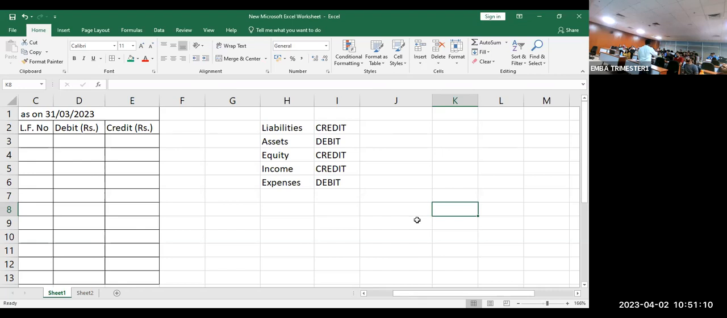Similarly, income and asset. So you have to follow this. Liabilities credit, asset debit, equity credit, income credit, expense debit. Loss, debit. That will go under equity only. Loss means equity will reduce. Profit means equity will increase.